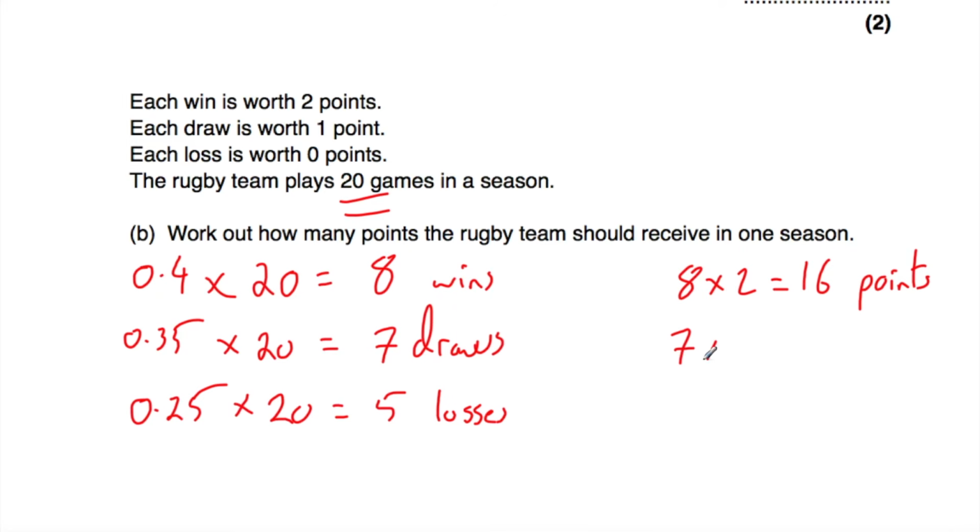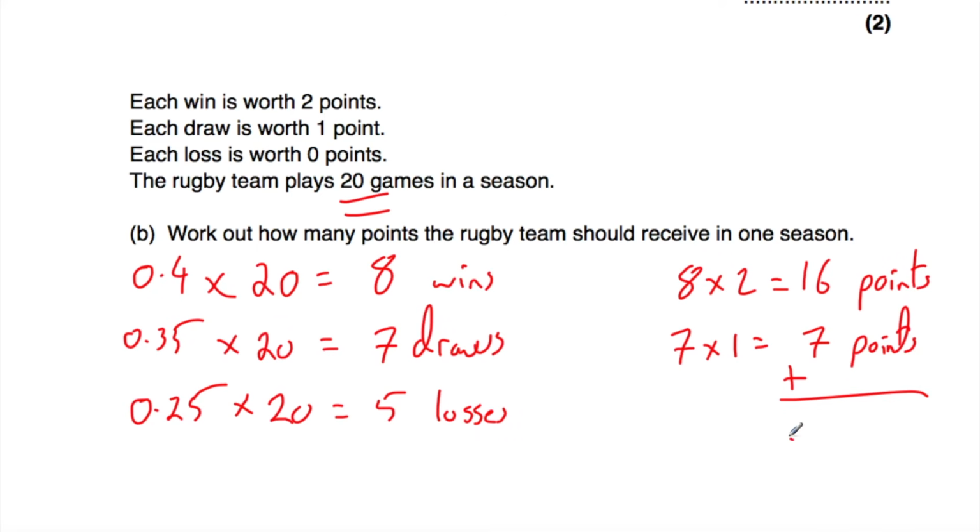So 7 times 1 is equal to 7. So they should get 7 points for their draws. And then in terms of the losses, well, each of the losses is worth no point, so we don't even need to consider those. Okay, so to work out how many points the team should receive in a season, we just need to add together the 16 and 7.